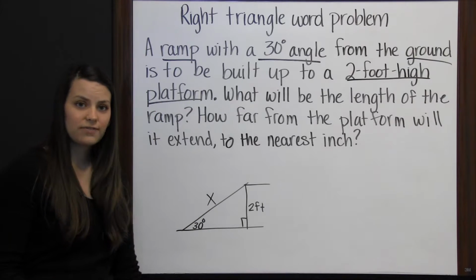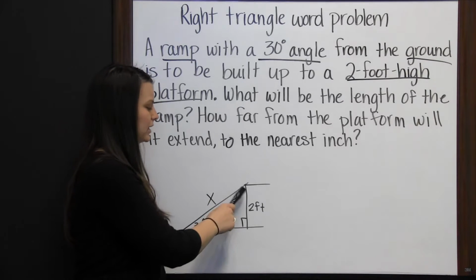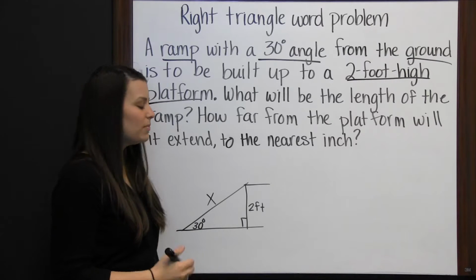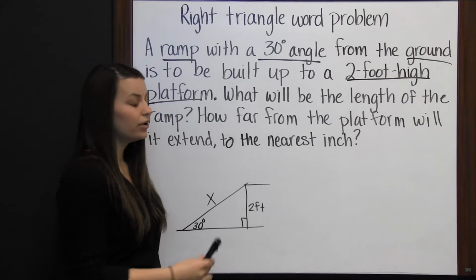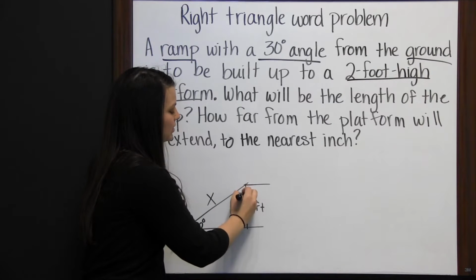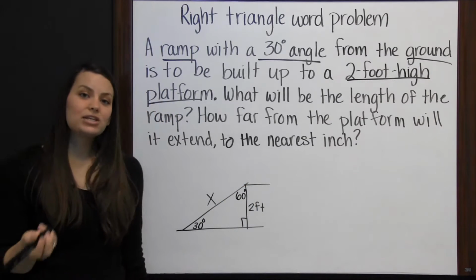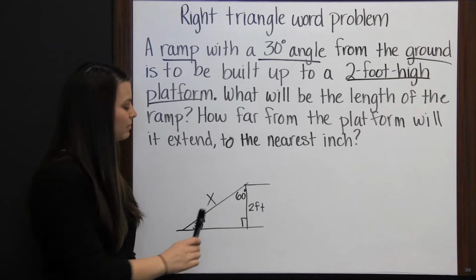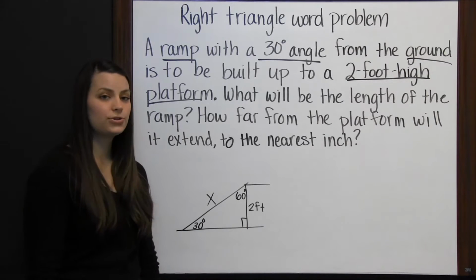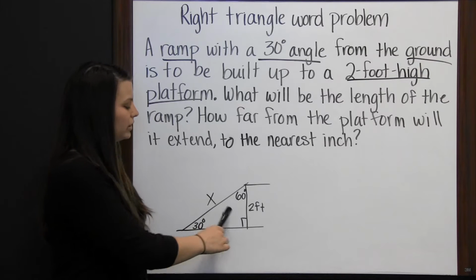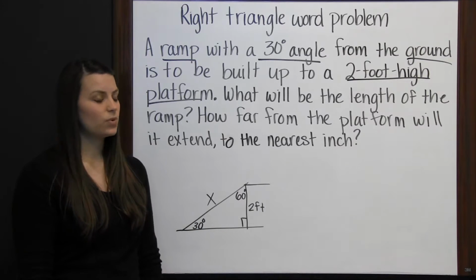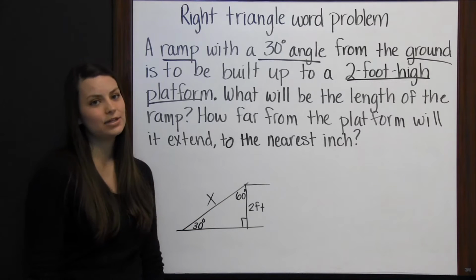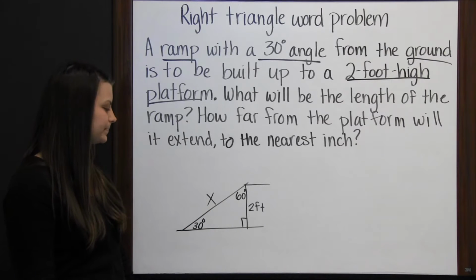Well, before I start to find x, I first want to fill in what this angle is. You might already know that since we have a 30-degree angle and a 90-degree angle, this angle has to be 60 degrees. But if you didn't know that, you could find it because there are 180 degrees in a triangle. So if you add 30 to 90, you get 120. 180 minus 120 leaves you with 60 degrees for that third angle.